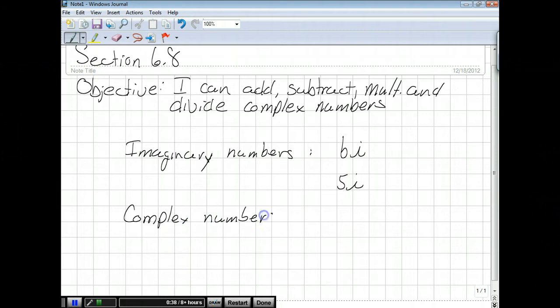Now, complex numbers are an even larger number system that include the real numbers and the imaginary numbers. Complex numbers are in the form a plus bi, where a is the real number part and bi is the imaginary part.